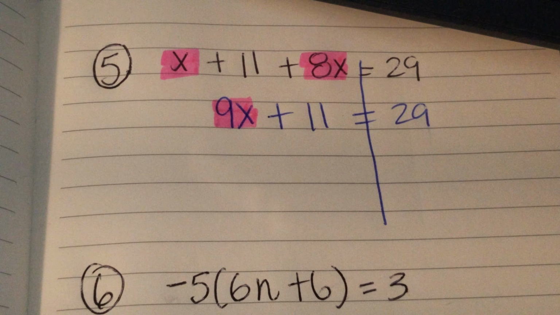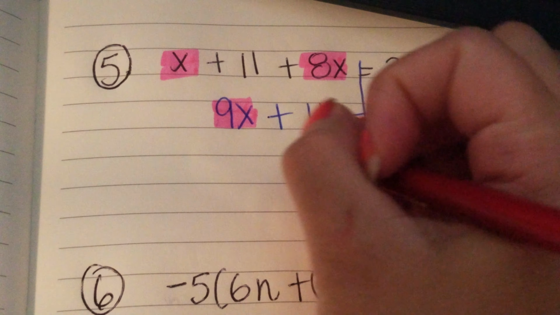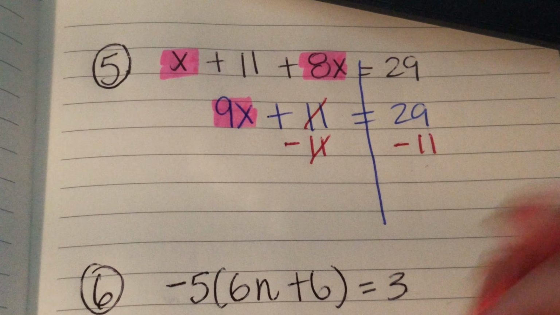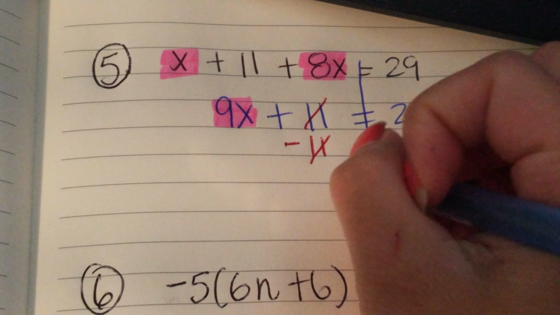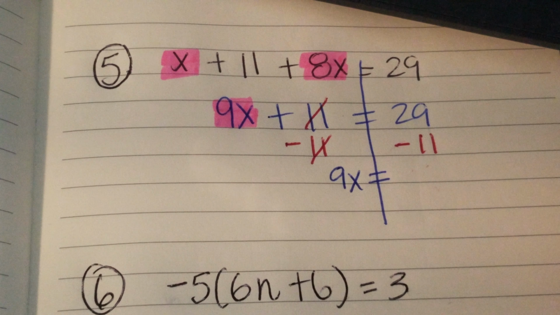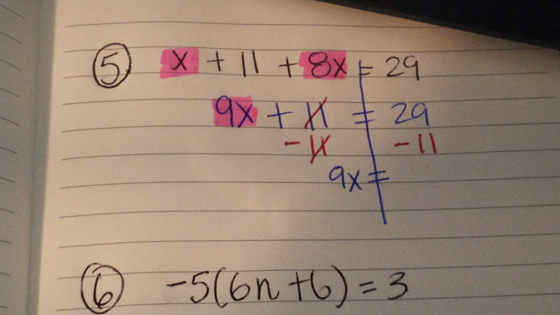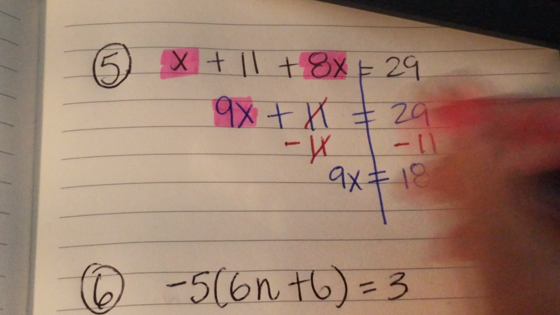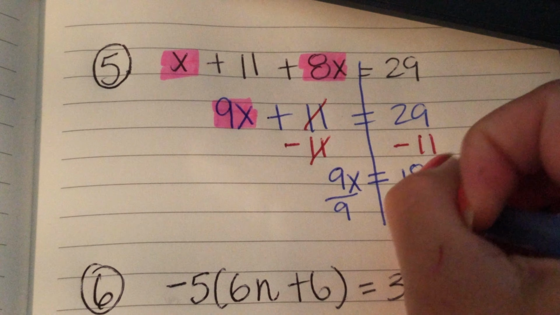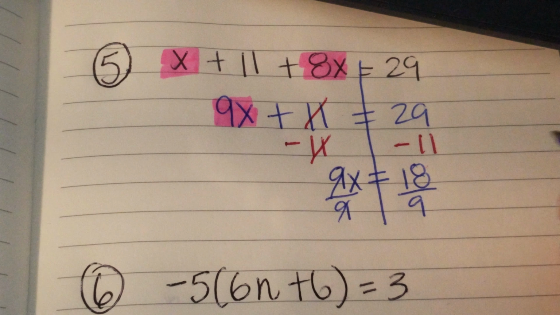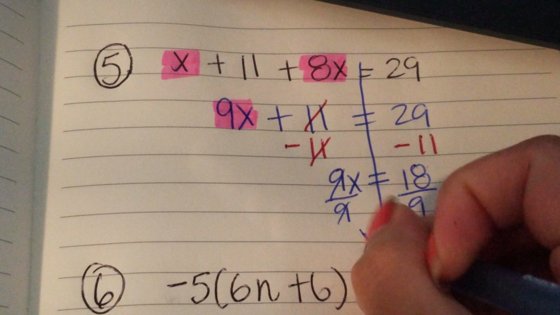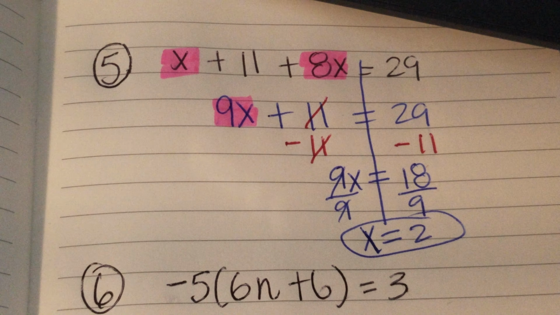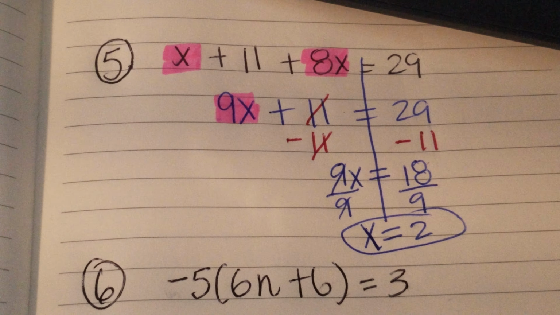And now from here I can subtract 11 on both sides. And this will go away on this side. And now I have 9x on the left. 9x equals 29 minus 11. 29 minus 11, that will give you 18. Okay, that's a nice number, divided by 9. 18 can be divided by 9. So x will be 2, because 2 times 9 is 18. That is the answer. Let's check number 6 now.